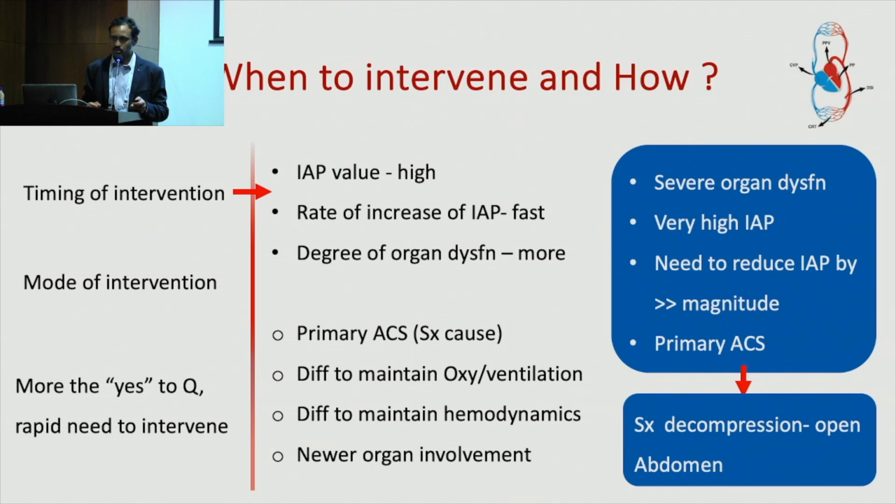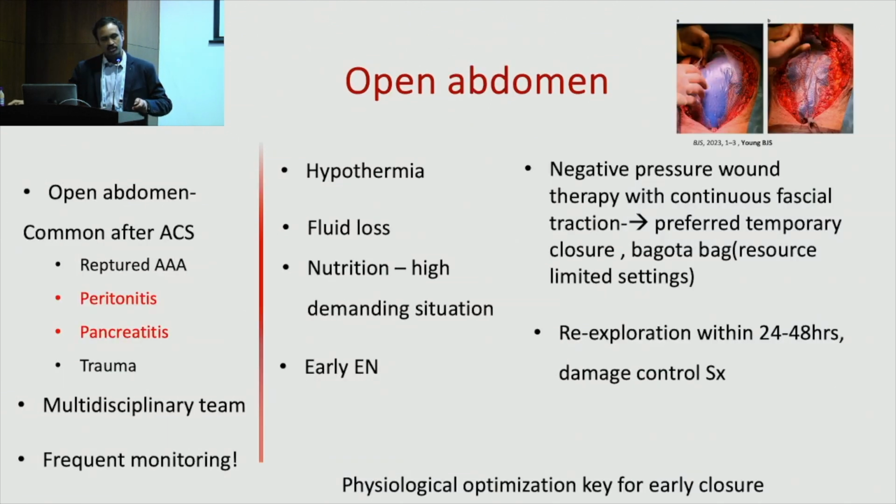How to intervene? Medical or surgical measures. Again, if any of these is yes, or if the pressure is very high, you have to bring it back to normal. That means the drastic reduction cannot happen with medical measures. You have to open the abdomen. So this is the situation in which you will think about which modality of treatment to choose.